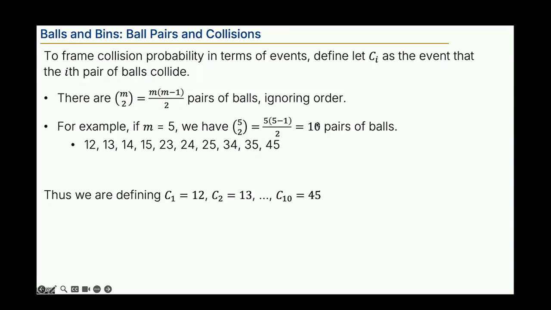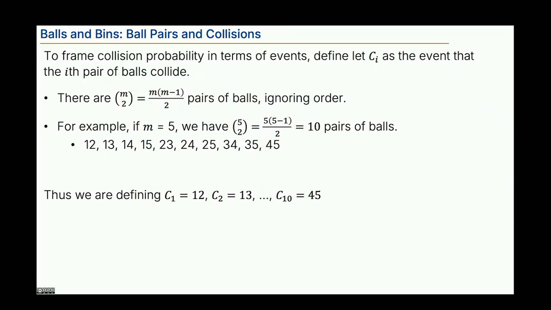There are 2 different ways to take pairs, and we end up with, in this case, C1, C2, up through C10. Notice this is not the number 45. This is saying that balls 4 and 5 are colliding. Does this make sense? So if I have 5 balls, I have 10 different events that I count as collisions.